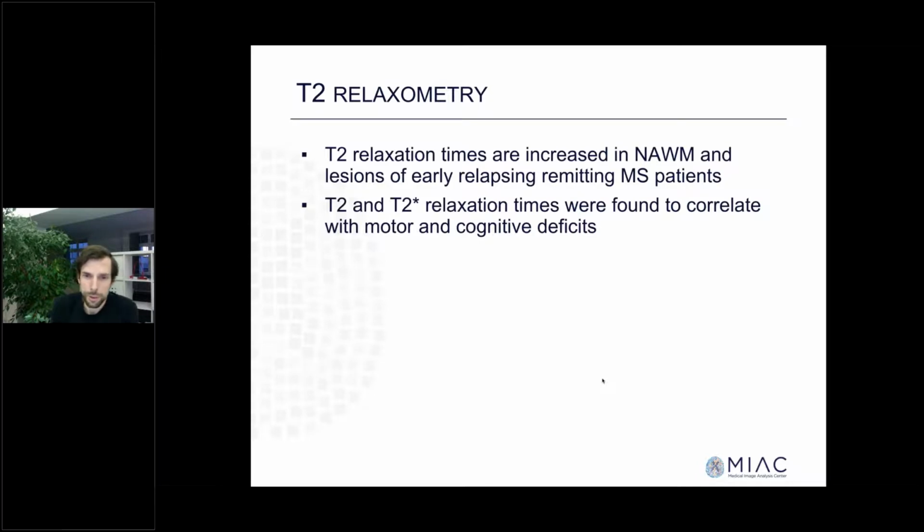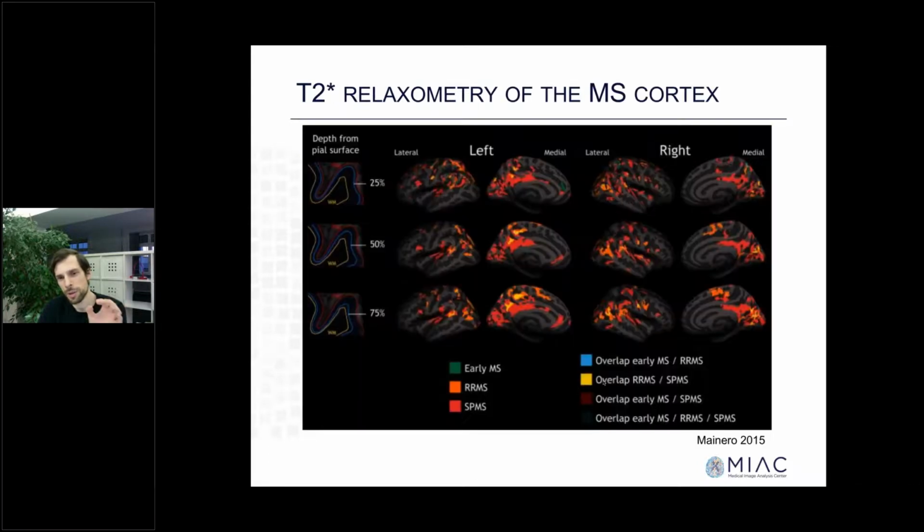So now I want to switch to T2 relaxometry. The T2 relaxation time increases in the normal appearing white matter in MS, and T2 and T2 star relaxation times were found to correlate with motor and cognitive deficits, quite the same as T1. But there is a new application of this technique in recent years, especially when it comes to high field and ultra high field MRI.